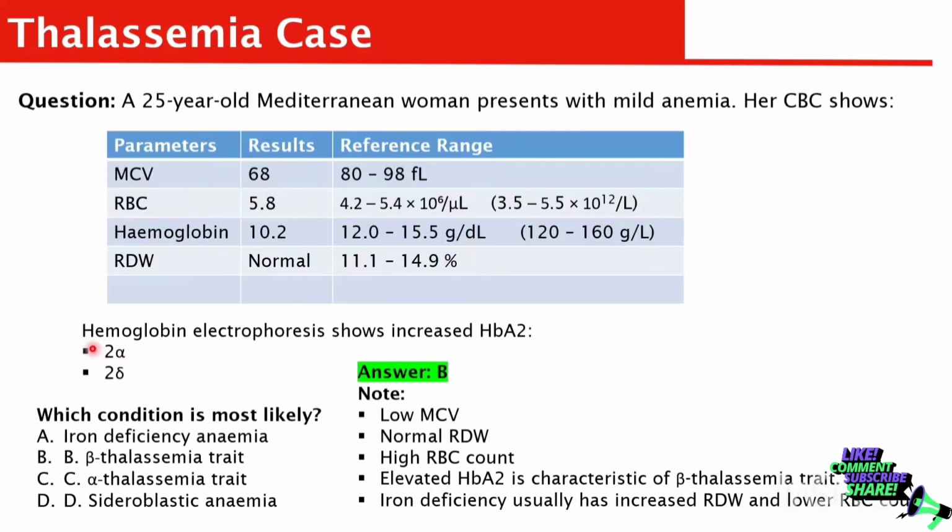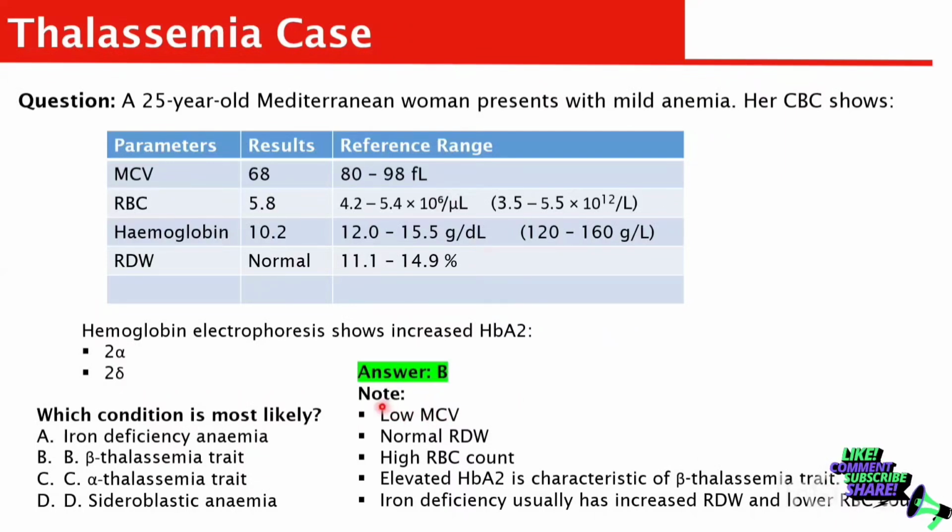Now they did a further test which shows increased hemoglobin A2, which is why I said in that hemoglobin A2 you're going to see 2 alpha chain and 2 delta chain. Okay, then which condition is it most likely to be? Is it iron deficiency anemia, is it beta thalassemia trait, is it alpha thalassemia trait, or is it sideroblastic anemia?